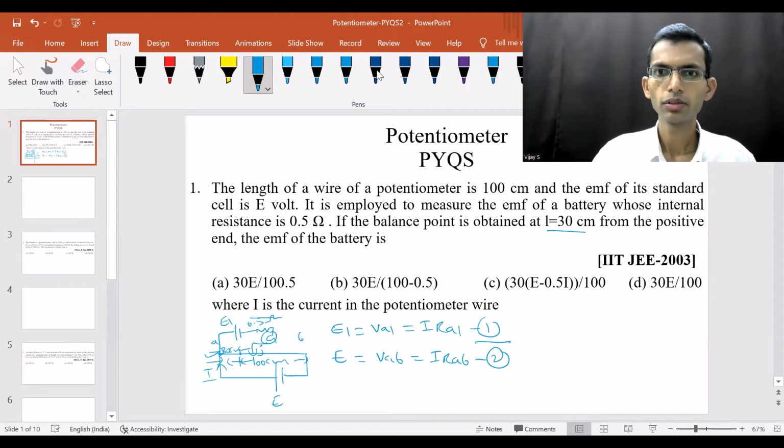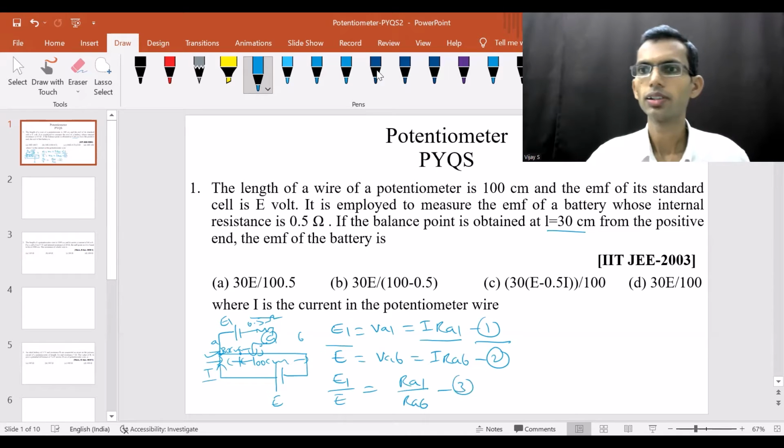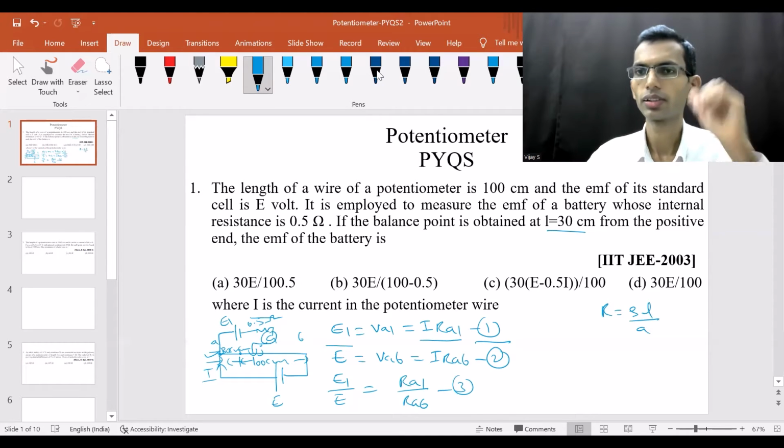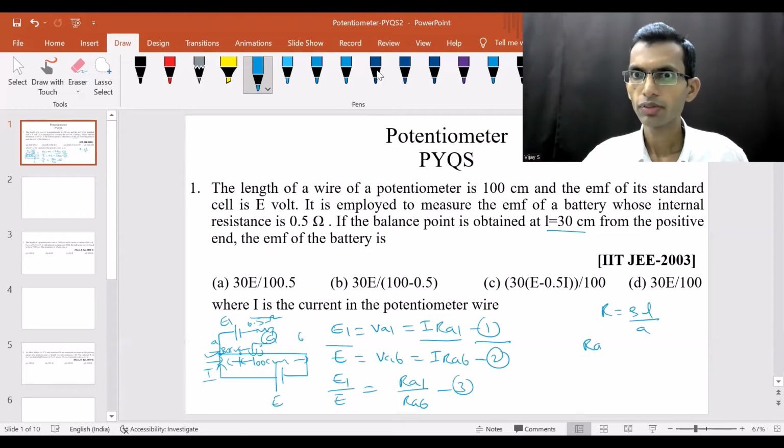So when we take ratio of equation 1 and 2, what we are going to get? E1 by E is equal to RA1 by RAB. So let us take it as equation 3. Right. We know resistance of the wire is given by the expression R is equal to rho L by A. So where rho is its resistivity, L is its length, and A is its area of cross section. That means resistance of wire between A and 1 is given by rho LA1, length of the wire between A and 1, that is 30 centimeter.